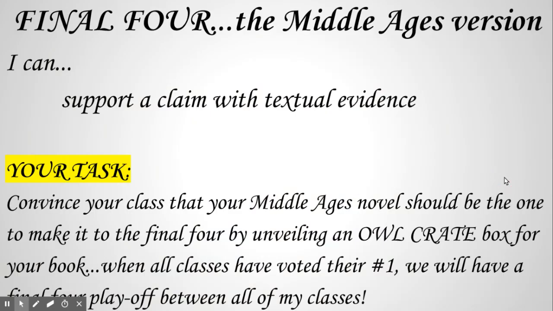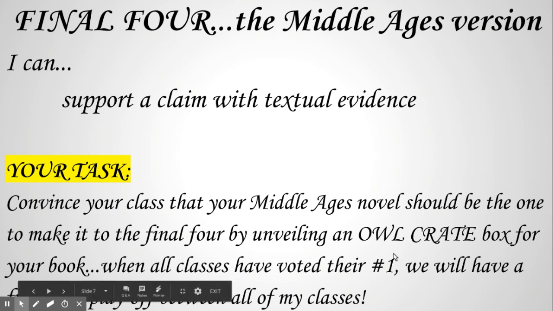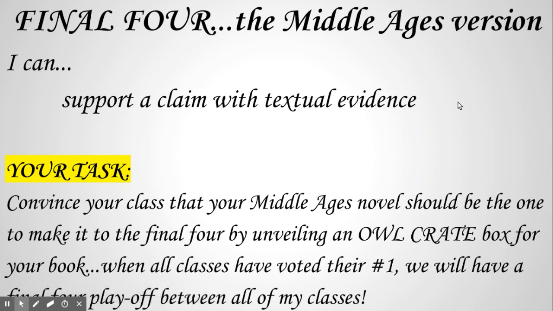So your job is to make a claim, which is that your book should be the one that moves forward in the final 4 bracket, and provide some textual evidence. Convince your class that your Middle Ages novel is the one that should move forward by unveiling your OwlCrate box. After both people in the challenge have presented, we'll do a little vote, and then the number 1 book for your class will move on to a final 4 challenge between all 4 of my classes.